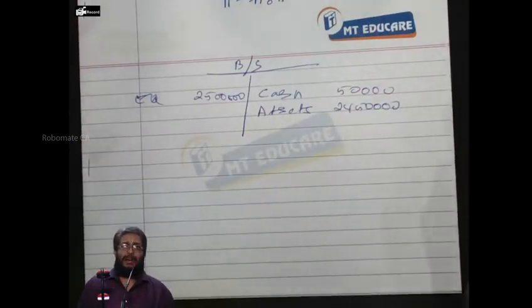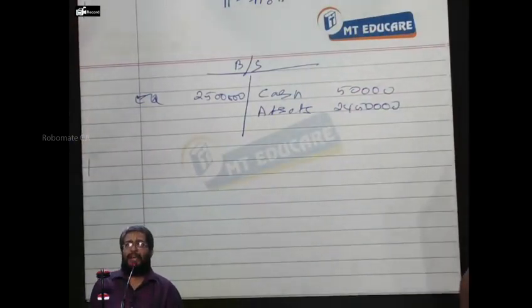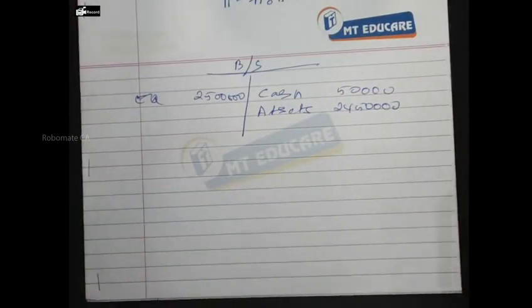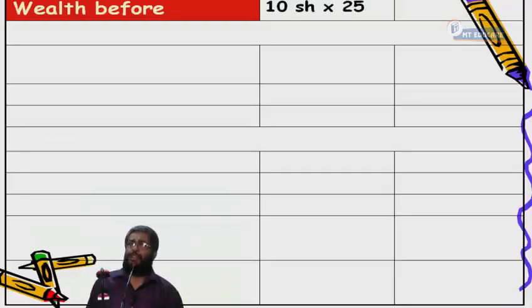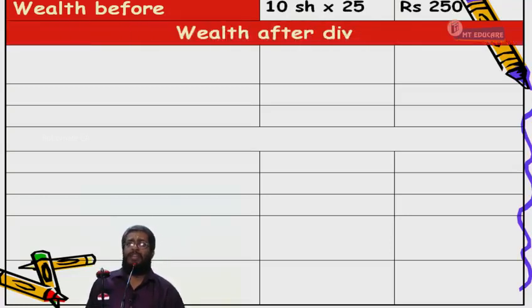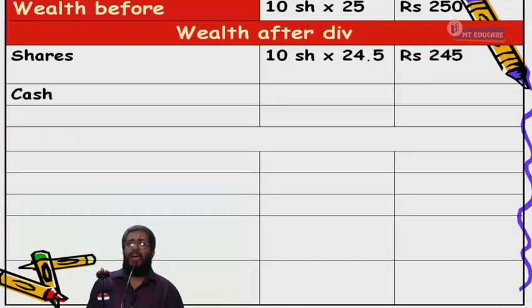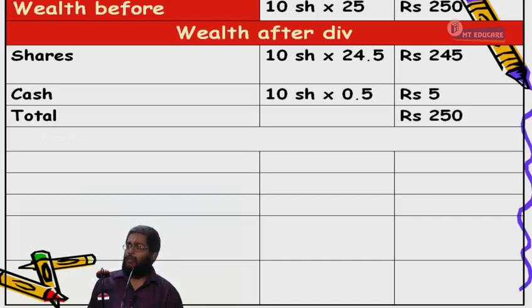Okay, this is the last part of the question. Now, here, pay dividend and then buy back the shares. Wealth before: suppose I am holding 10 shares. What is the wealth before the dividend or buyback? 2250 rupees. Now, suppose dividend is declared. What happens to my 10 share value? It becomes 245. And the cash received is 5 rupees. My wealth still remains 250.